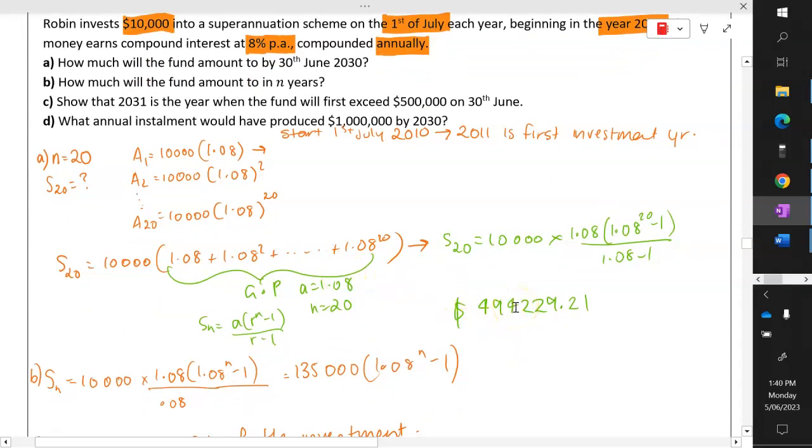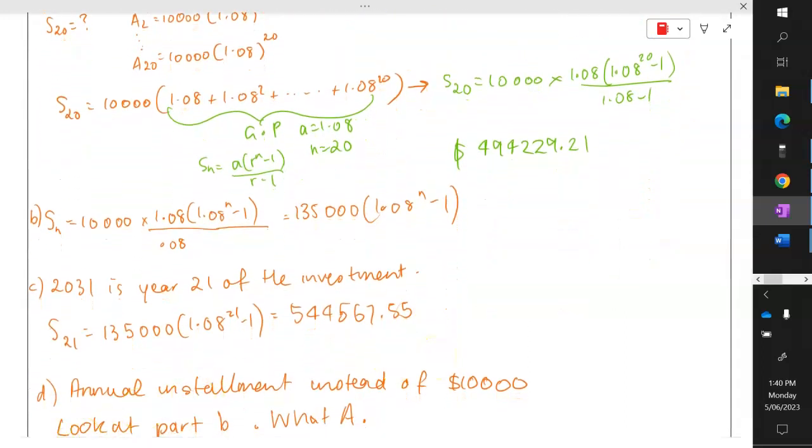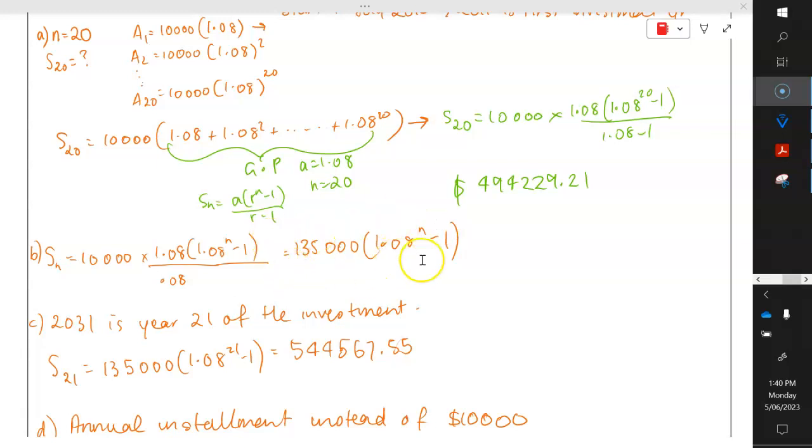If you want to pause the video and see if you can get up to that point, that would be great. Now, how much will the fund amount to in N years? In N years, we want to look at the sum to N. That is going to be 10,000 times what I had up here without the 20 in it. So I'm going to take the 20 out and pop an N in there, and the rest of it is going to stay the same. So 10,000 divided by 0.08 is 135,000 times this part in my bracket here. And this is the solution, because the sum to N we don't know what it's going to be. It'll just depend on what our N is going to be.